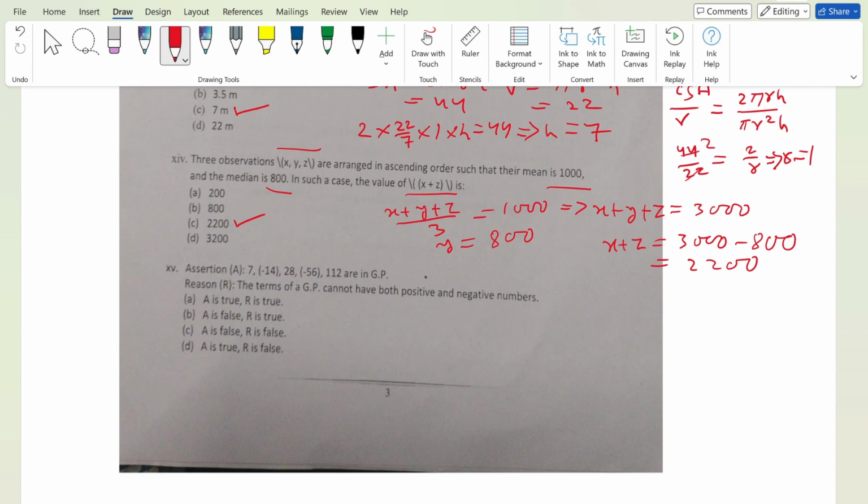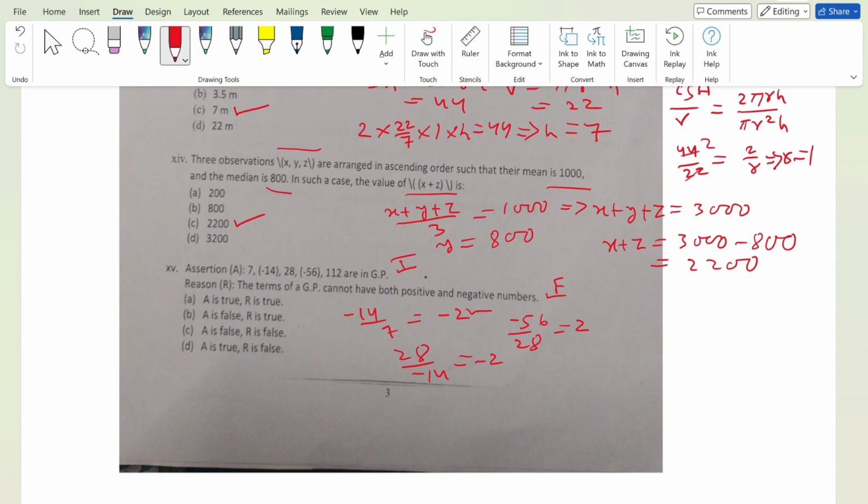Next, question 15, an assertion is given. 7, minus 14, 28, minus 56, 112 are in GP. The terms of a GP cannot have both positive and negative numbers. So this is true. Why? Minus 14 by 7 equals minus 2, and minus 56 by 28 also minus 2, 28 by minus 14 also minus 2. So the ratio is the same, minus 2, so this is a GP. But the statement that terms of a GP cannot have both positive and negative numbers is false. It can have positive and negative numbers.